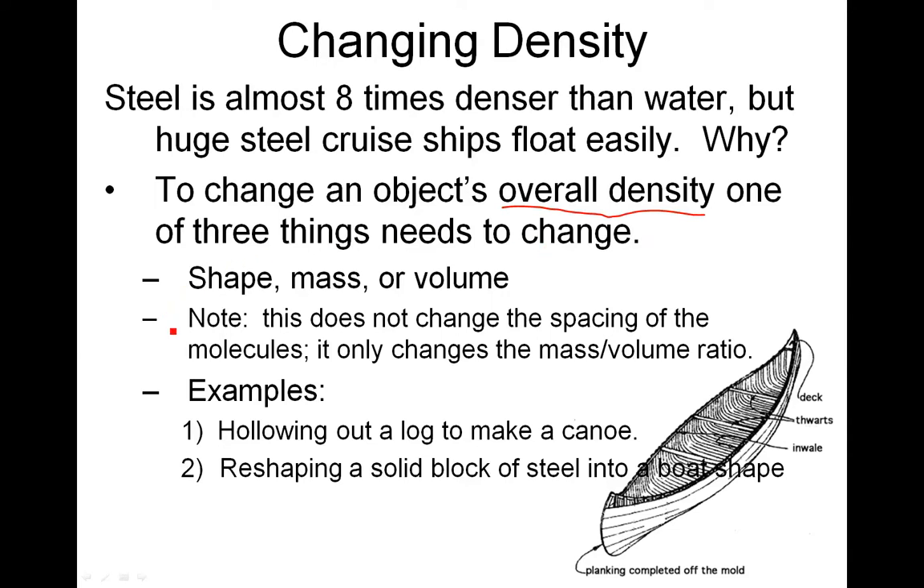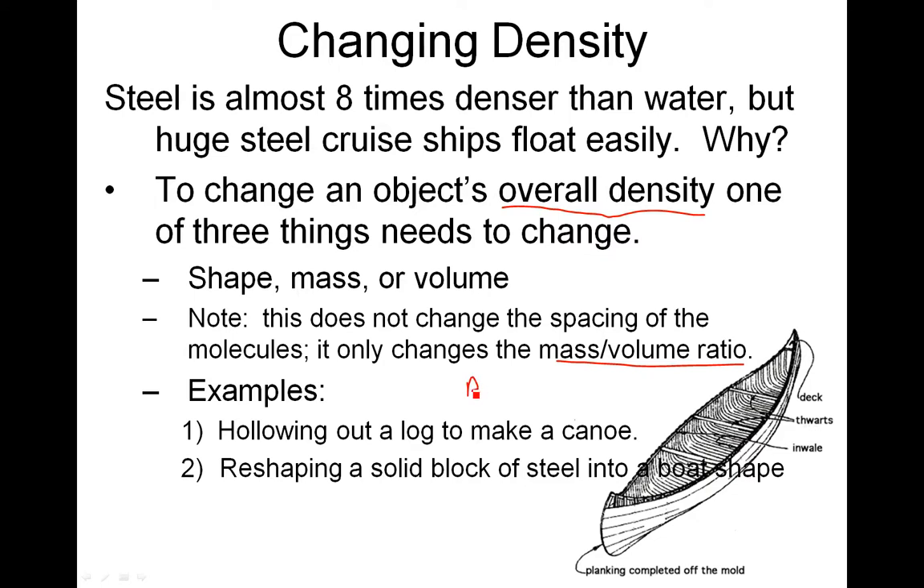And again, I put this here just so you remember it. We're not changing the space of the molecules. We're just changing the mass-volume ratio. We're not messing with the molecules. For example, I could hollow out a log to make a canoe. If I take my log and hollow it out, I dropped the mass, but kept the same volume.